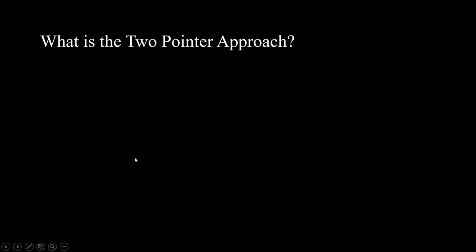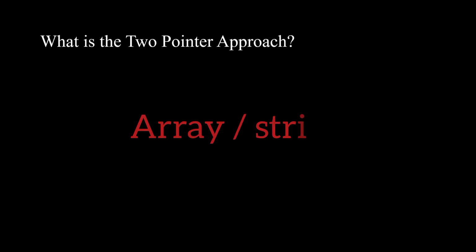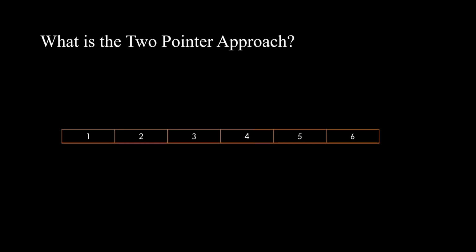What is the two-pointer approach? It is an approach that uses two indices or pointers to iterate through a data structure, usually an array or a string. Let us understand this with one simple array example. Imagine you are given an array of 6 elements: 1, 2, 3, 4, 5 and 6. We can place one pointer at the first element, which is 1, and another pointer at the last element, which is 6.